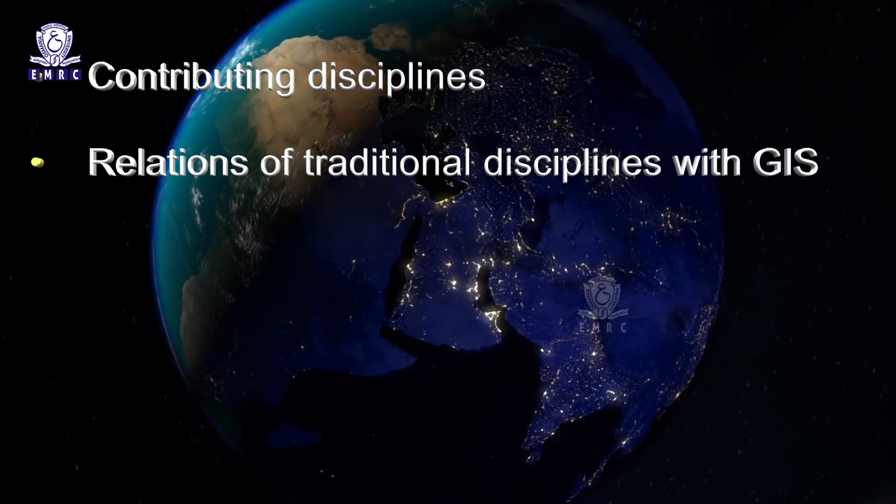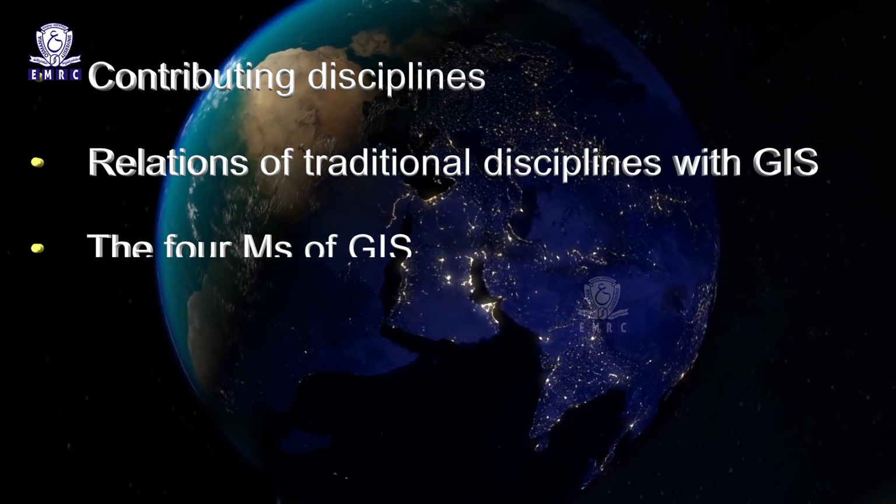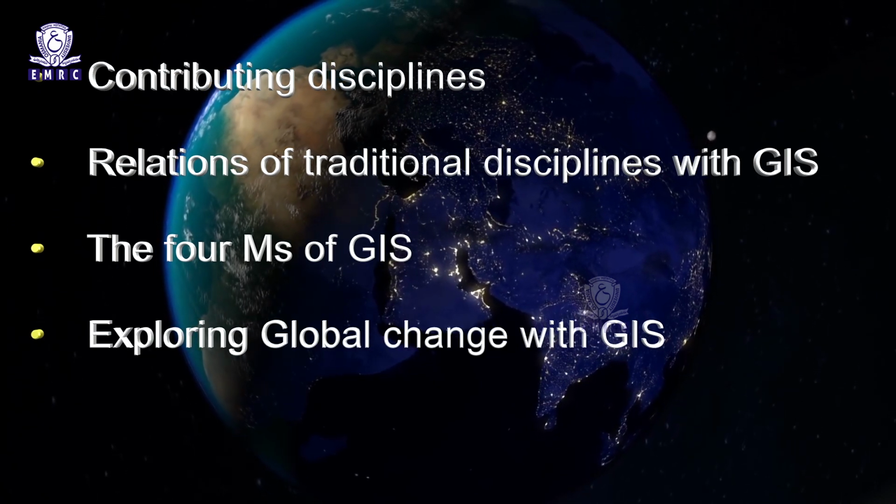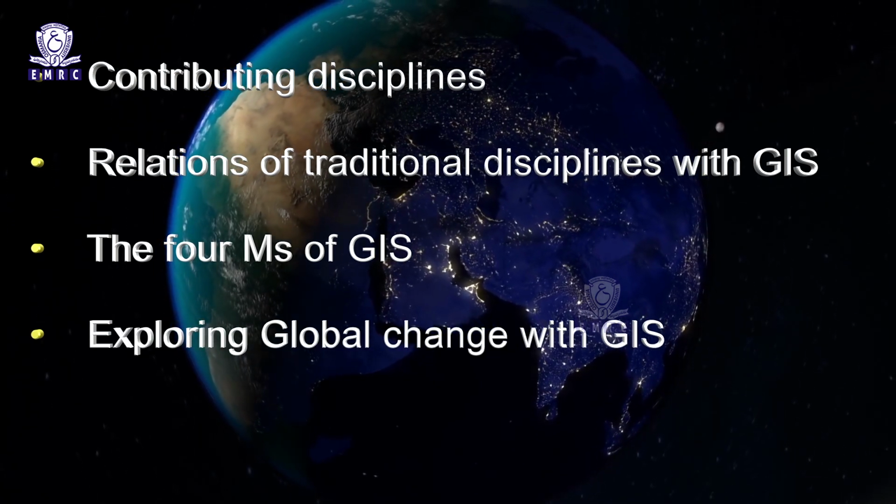Objectives. In this chapter, we will get to understand the different disciplines for the GIS: contributing disciplines, relation of traditional disciplines with GIS, the 4 M's of GIS, and exploring global change with GIS.